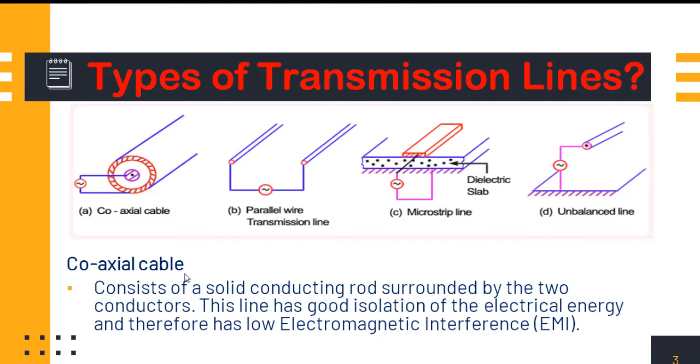First of all, I will explain the coaxial cable. It consists of a solid conducting rod surrounded by the two conductors. This line has good isolation of the electrical energy and therefore has low electromagnetic interference, that is EMI.